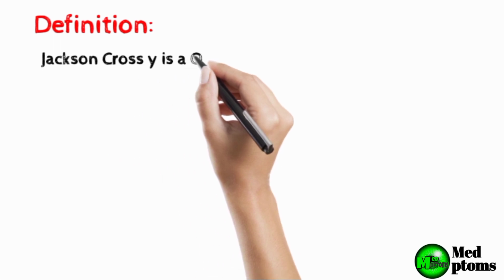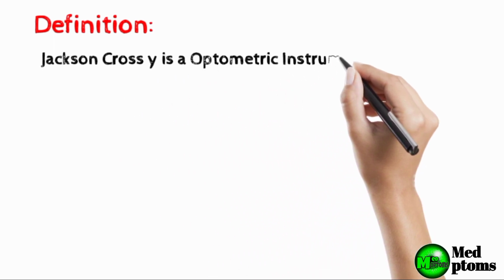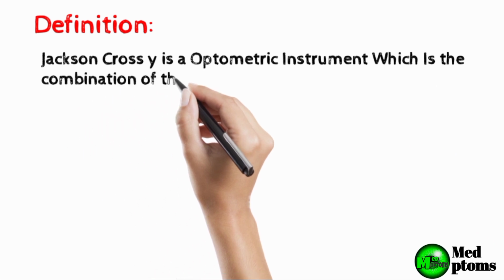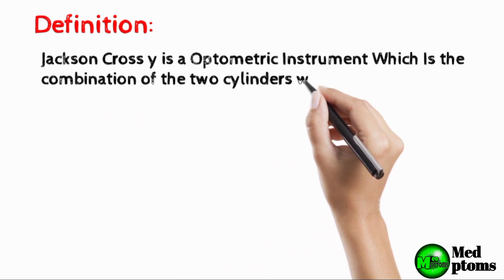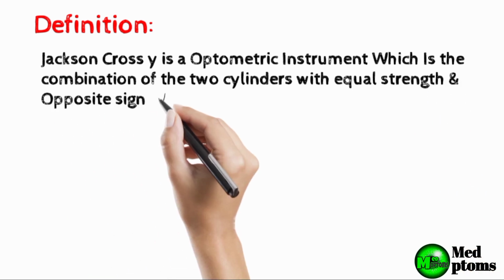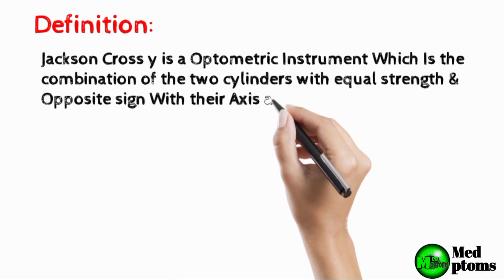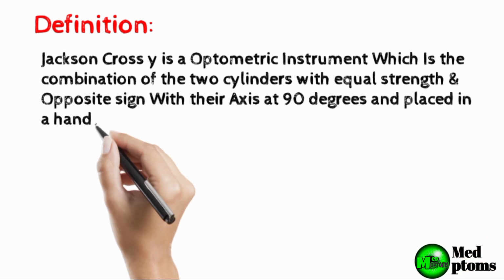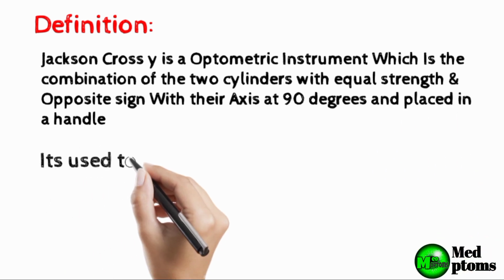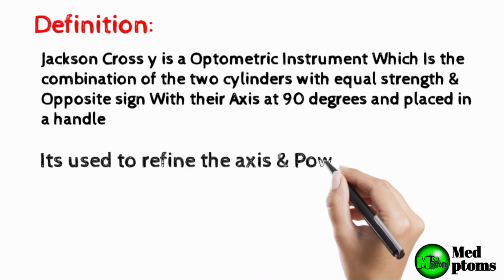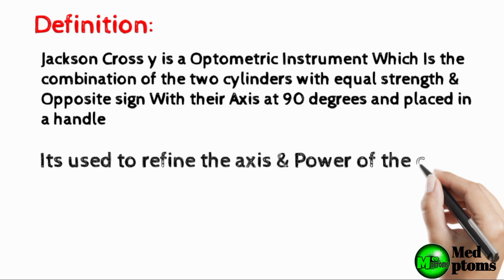Jackson Cross Cylinder is an optical instrument which is a combination of two cylinders with opposite sign, which are at right angles to each other, or 90 degrees inclined with each other, placed in a handle, which is mainly useful for the refinement of the axis and power of the cylindrical lens.